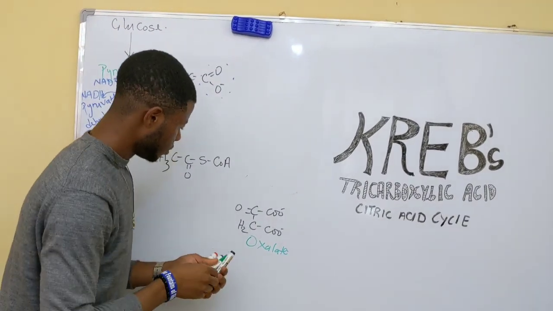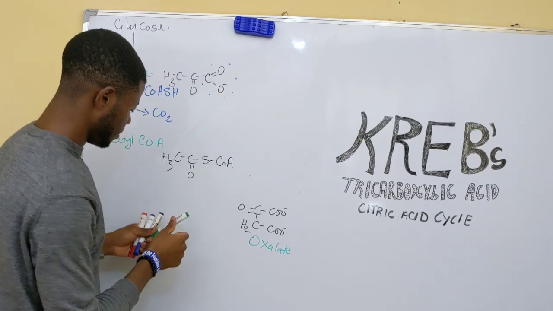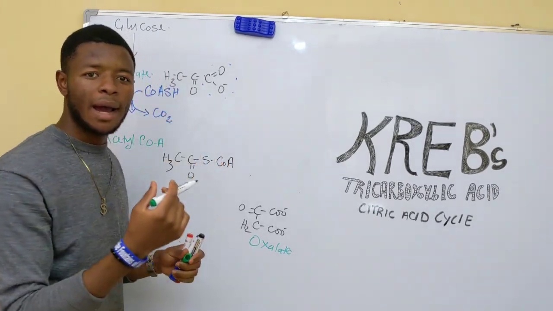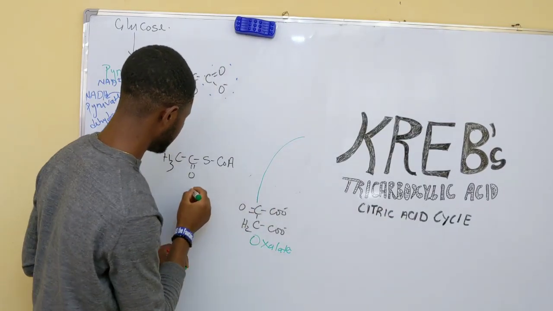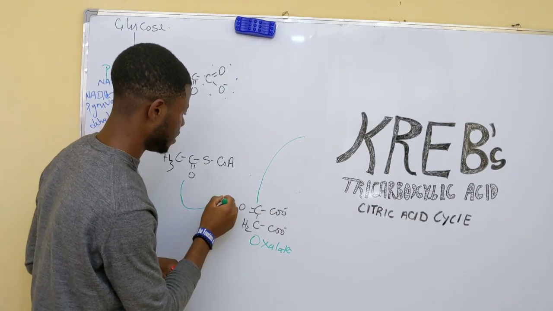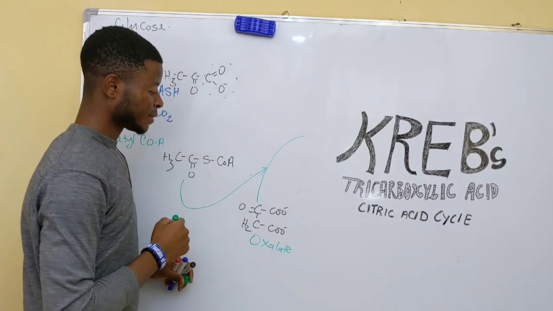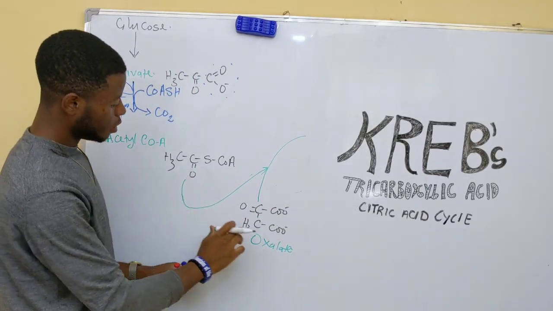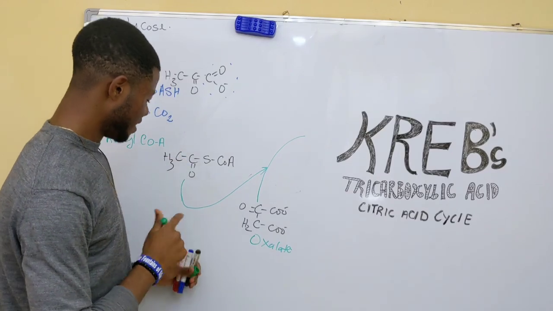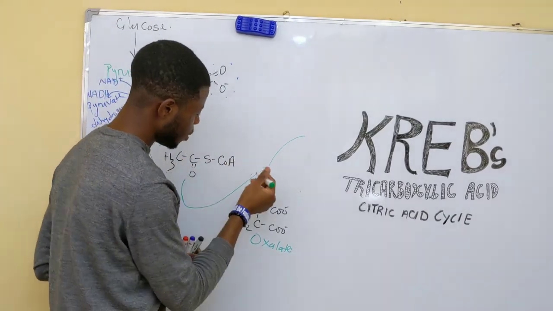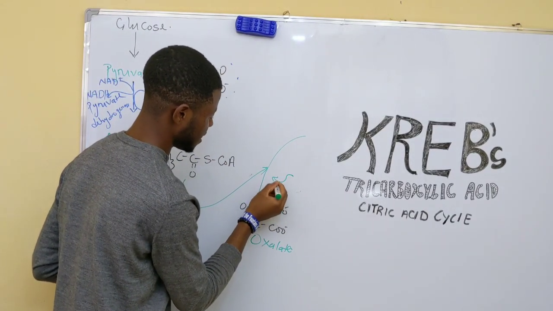Now, this guy here is going to combine with oxalate, because automatically once it combines with oxalate, it is going to join this cycle at this point. Our acetyl-CoA combines with oxalate. Once it combines with oxalate, what happens? There's something very interesting here. Water is going to be added into this.